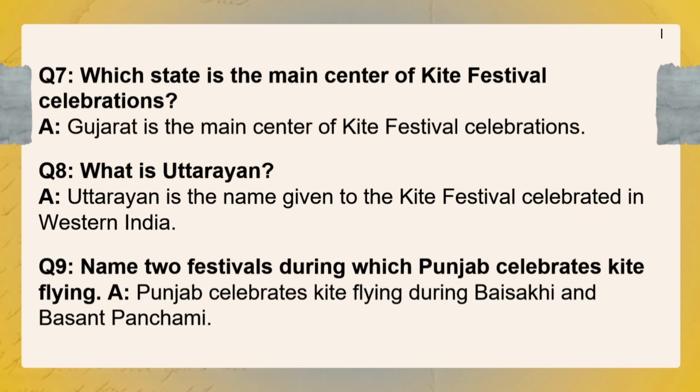Question: which state is the main center of kite festival celebration? Answer: Gujarat is the main center of kite festival celebration. Question: what is Uttarayan? Answer: Uttarayan is the name given to the kite festival celebrated in Western India.